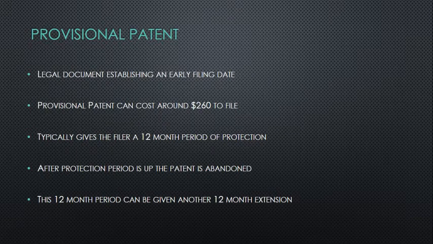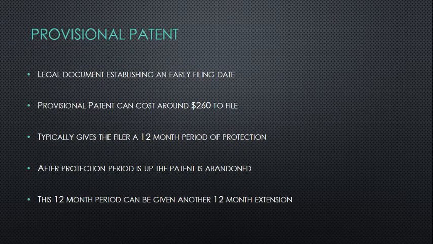This was developed in the late 90s, early 2000s because of the rate of technology changes. It's a legal document establishing an early filing date. So it gives you essentially an early right to sell or to produce a specific product or type of utility that you're making before you actually get a full-on patent. Provisional patents can cost around $260 and up, depending on the complexity and if you need to retain a lawyer to get it filed. They typically give a filer about a 12-month period of protection, so you have a full year of producing and selling your specific product and getting it out there before you have to go down the full patent process. That's how far the provisional can go, and it gives you protection.